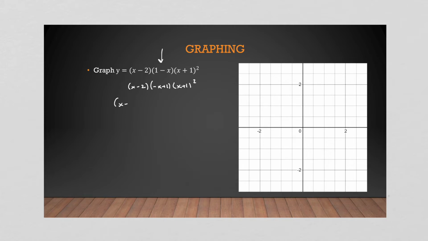So you're going to have x minus 2, you're going to factor out the negative 1, and you're going to have x minus 1, and then x plus 1 squared. So just for the sake of notation, we like to write our negative at the very front. So that's going to give us -1, x minus 2, x minus 1, x plus 1 squared.